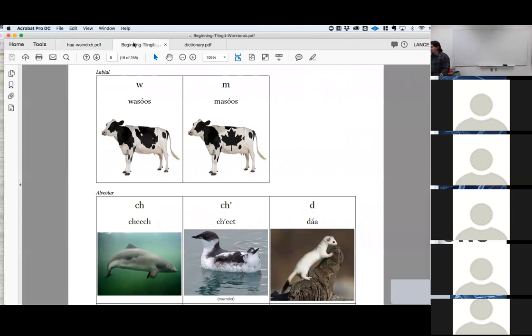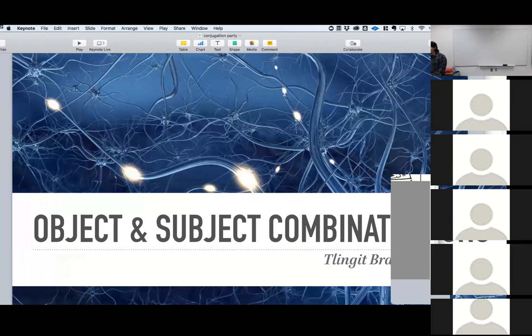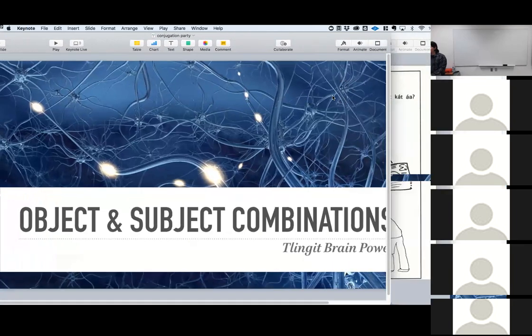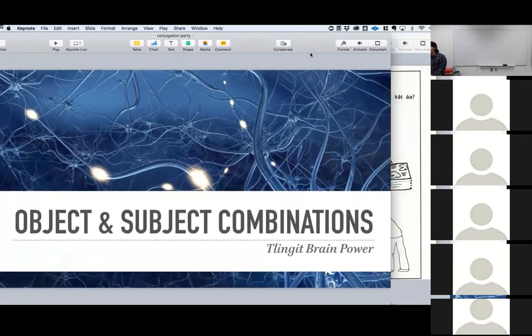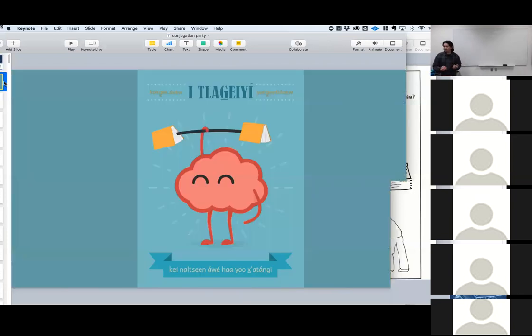So I got one vote for B, which was doing these object-subject combinations. Anybody else? Does that sound okay? Yeah, I like B. B, okay. So we had three for B, so we'll do that. And we can come back to the other stuff later. So here's a little graphic. I made the graphic specifically for this exercise.